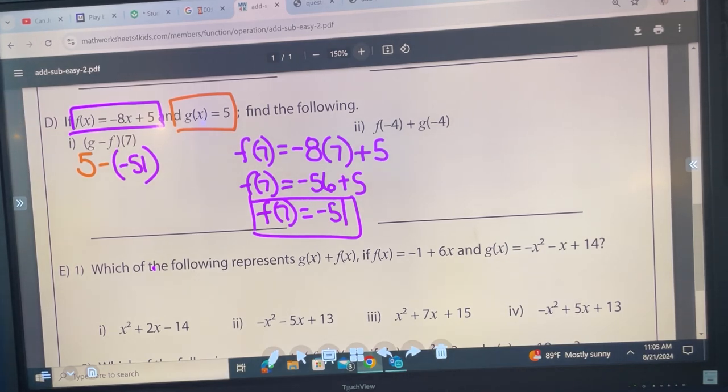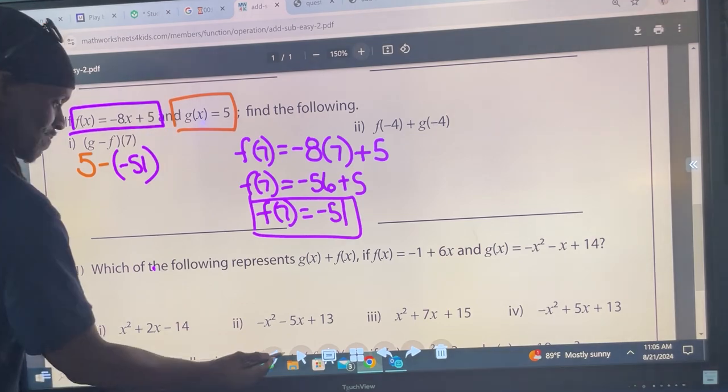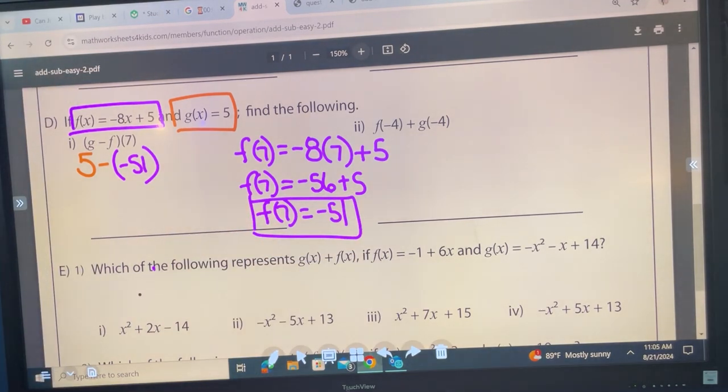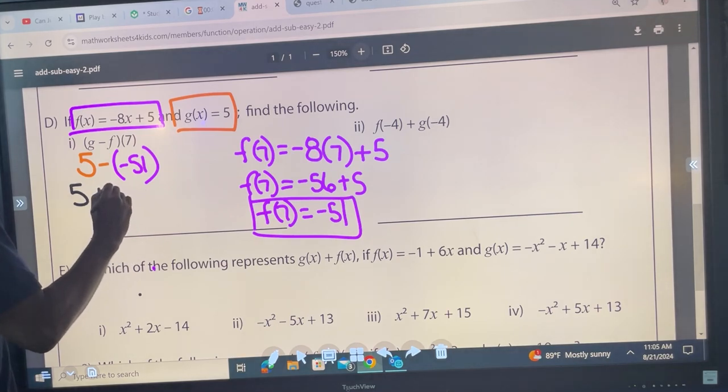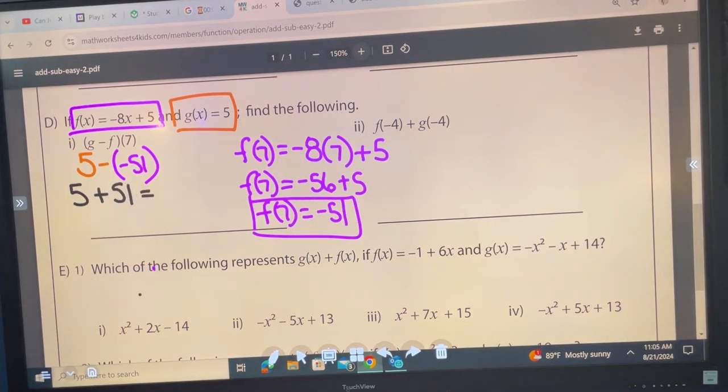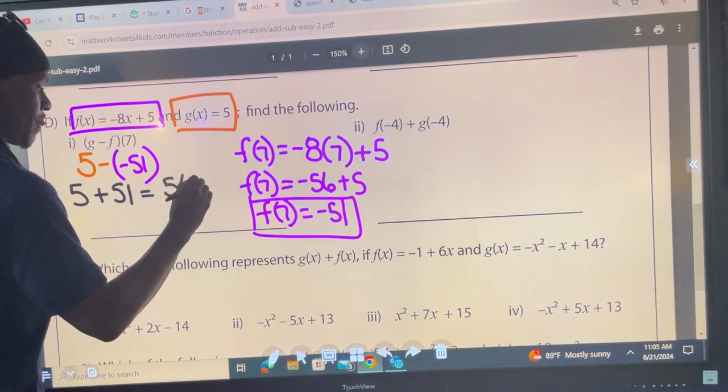Joseph, all the rest of y'all quiet. What do you see here? Keep the first number. Keep the first number. From a negative to a positive, so now what's my answer? Let's go.